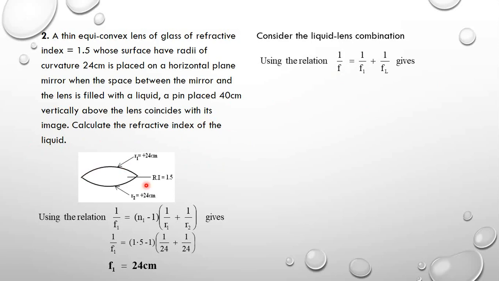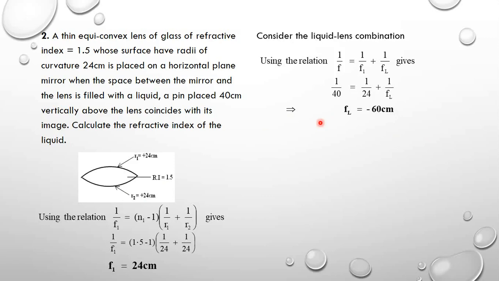I have the focal length of the convex lens and the focal length of the combination, so I can get the focal length of the liquid lens using the formula 1 over f is equal to 1 over f1 plus 1 over fl. And fl is going to become negative 60 centimeters. So that's going to be the focal length of the liquid lens.